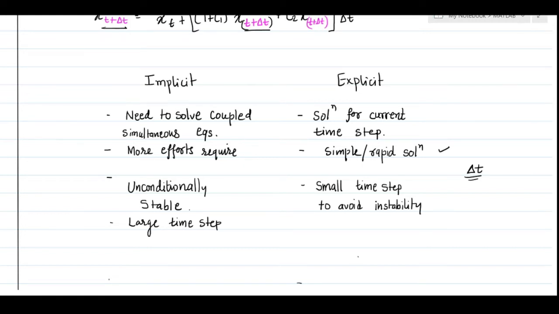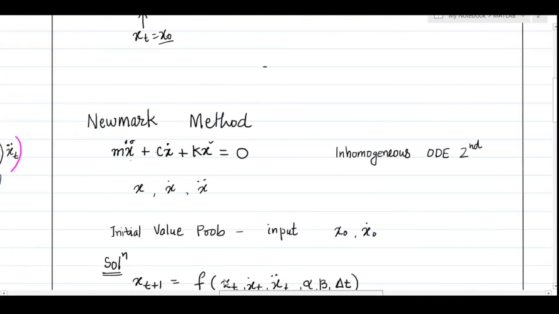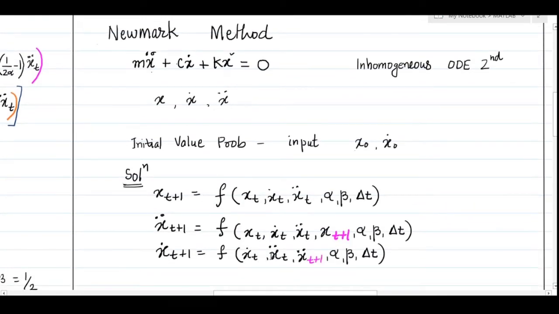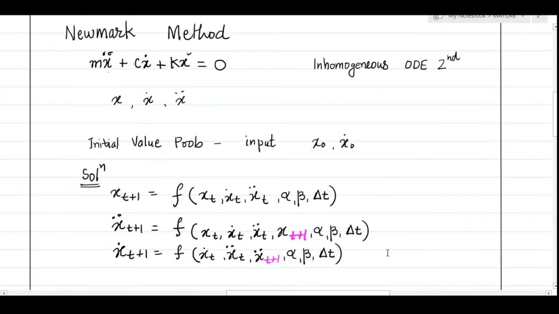Our Newmark beta method is an implicit method, but there is a condition there, because when you look at the Newmark beta method, you will find a number of constants given, like alpha and beta. Based on the numerical values of those constants, your Newmark beta method may become implicit or explicit. So let's see how the Newmark beta method looks. This is the philosophy of the Newmark beta method.